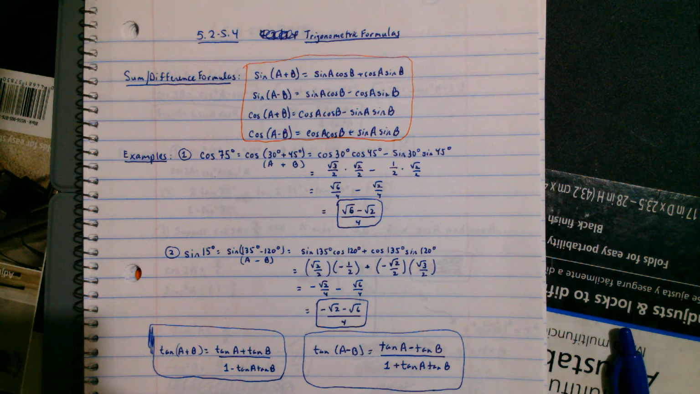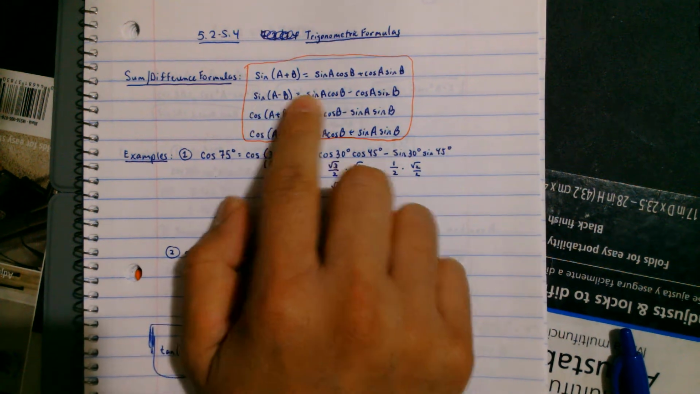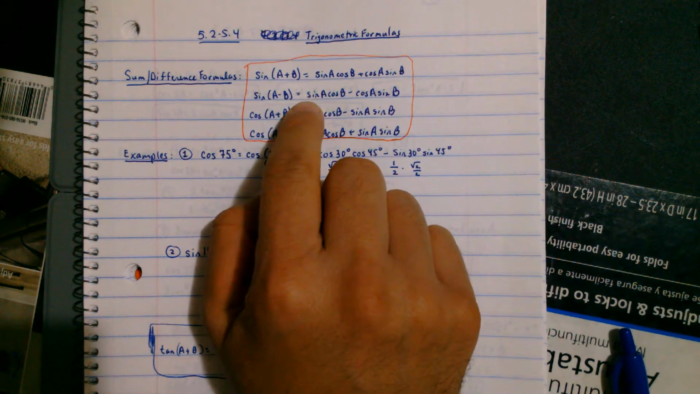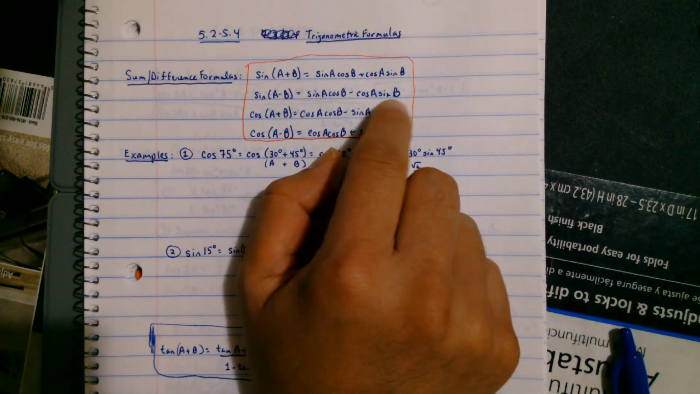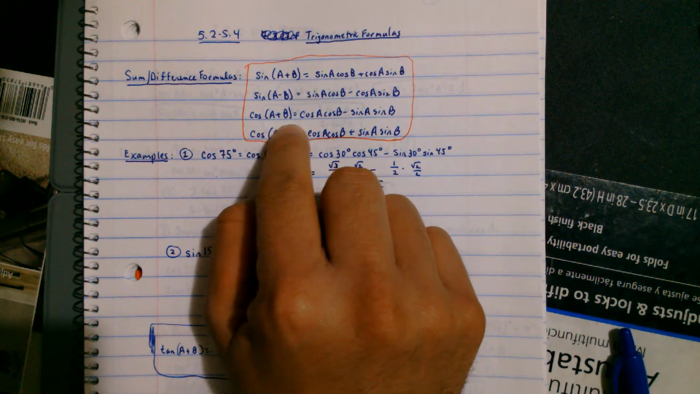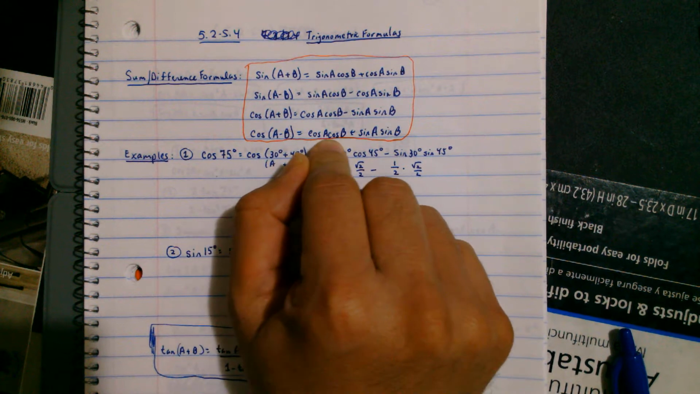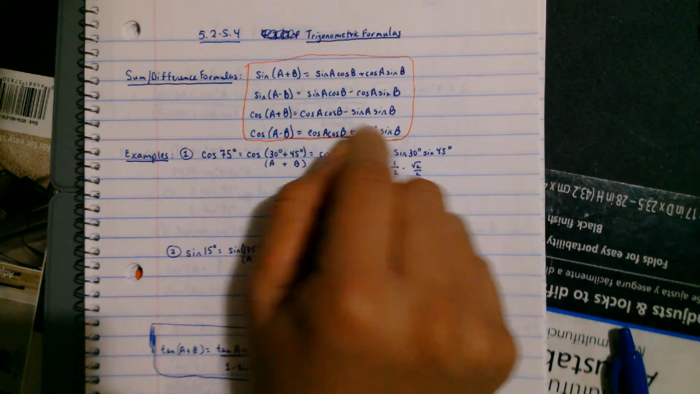Okay, 5.2 through 5.4, they talk about trigonometric formulas. And so I'm just going to put them all into one because they're just different varieties of formulas. The first formula we start with is what are called sum and difference formulas. Sine of A plus B is sine A cosine B plus cosine A sine B. Sine of A minus B is sine A cosine B minus cosine A sine B. Cosine of A plus B is cosine A cosine B minus sine A sine B. And cosine of A minus B is cosine A cosine B plus sine A sine B.